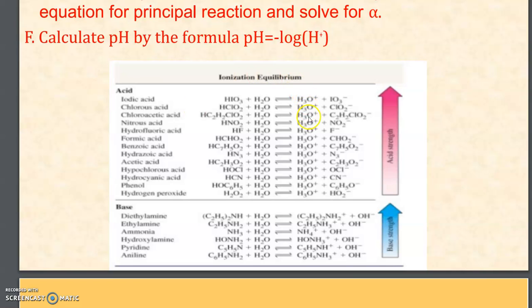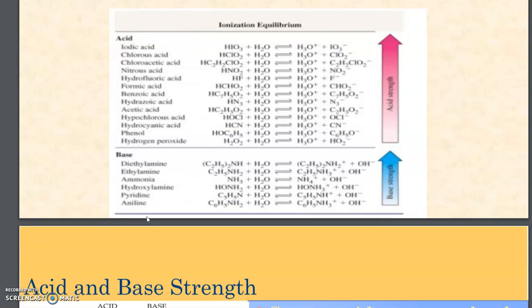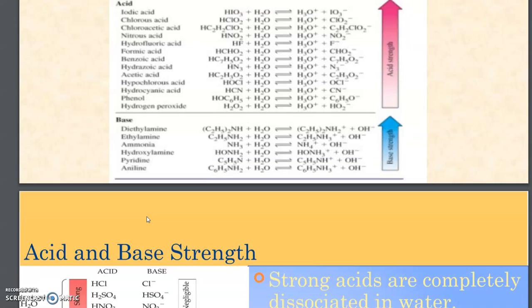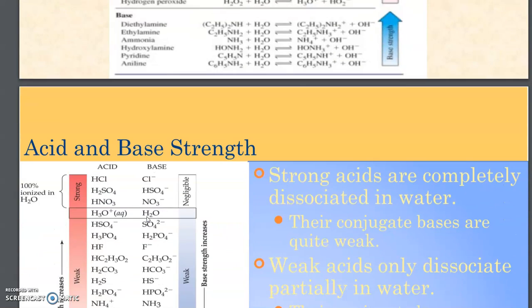So this is the order of acid strength. The strongest acid is iodic acid, then chlorous acid, then hydrogen peroxide. These are all considered acids, but they are very weak acids. This is the basic strength order. Aniline and pyridine are the lowest. Diethylamine is the most basic. These are calculated on the basis of ionic equilibrium and pH. Acid-base strength.